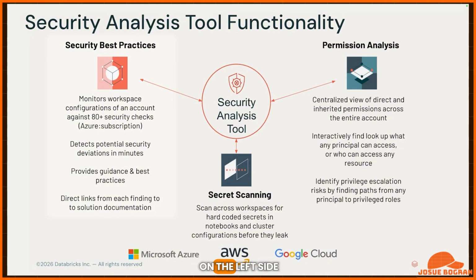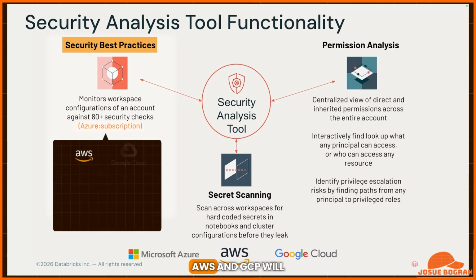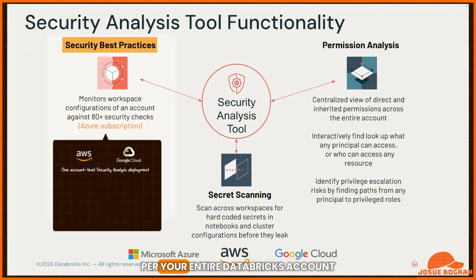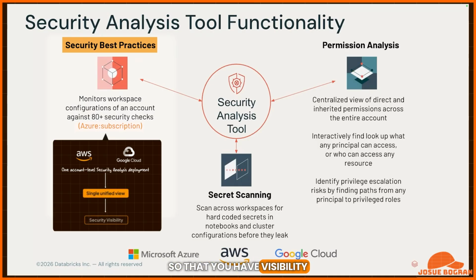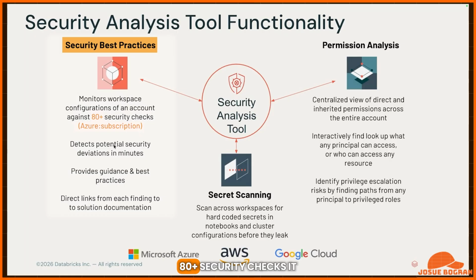So the first part, on the left side, it verifies if you deployed your Databricks workspace according to security best practices in a given account. In Azure, per subscription, you need to deploy one security analysis tool. In the case of AWS and GCP, you will be deploying one security analysis deployment per your entire Databricks account. So it provides a single pane of glass across your Databricks workspaces so that you have visibility into all of those workspaces that you have. And it does about 80 plus security checks, providing you visibility.